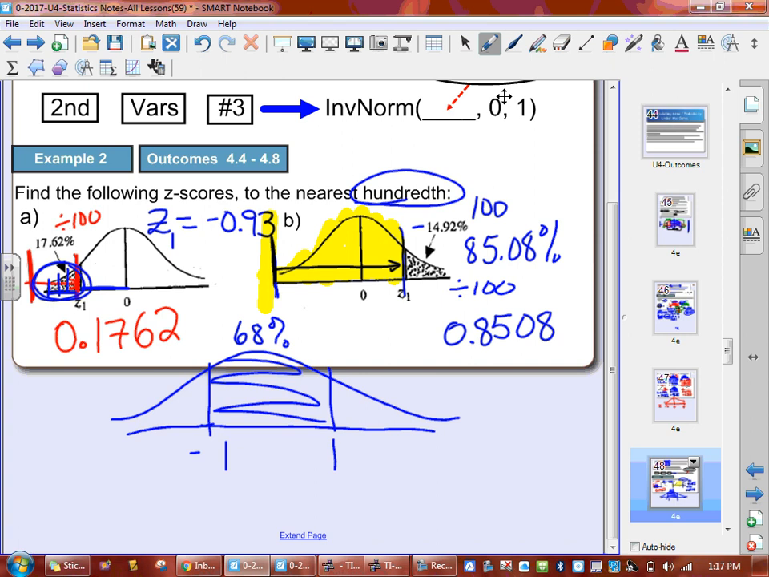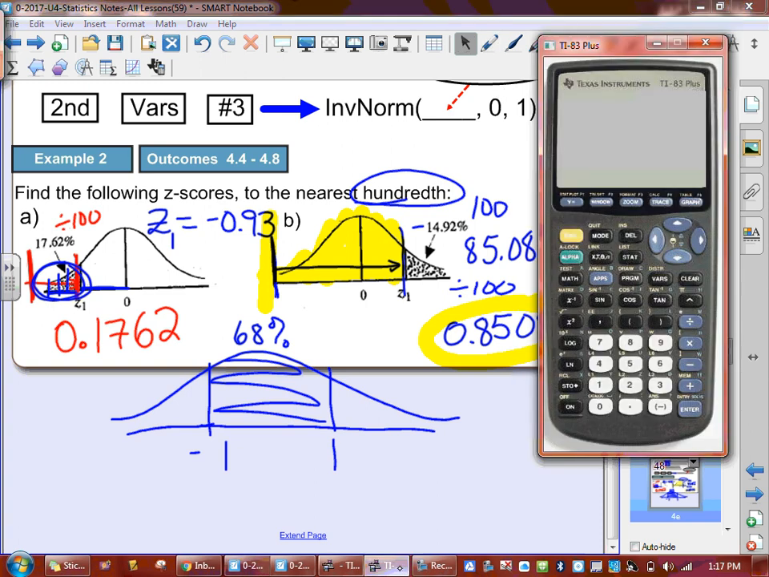So now I'm going to use this number here in my inverse norm. I'm going to show you what happens if you don't. If you use the other number, I'll show you what happens. So inverse norm, second enter, and now I'm going to retype my 4-digit number. 0.8508, comma 0, comma 1. Enter. I get a positive z-score of 1.04. So this z-score right here, z equals 1.04. Okay?